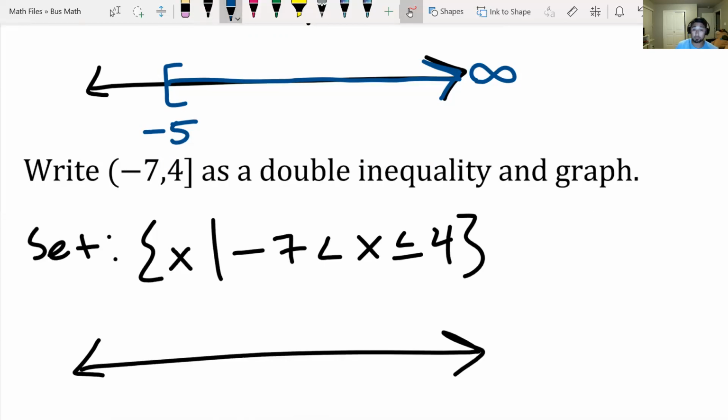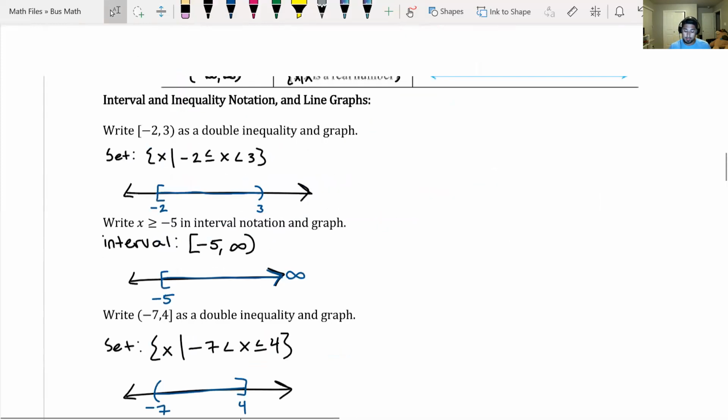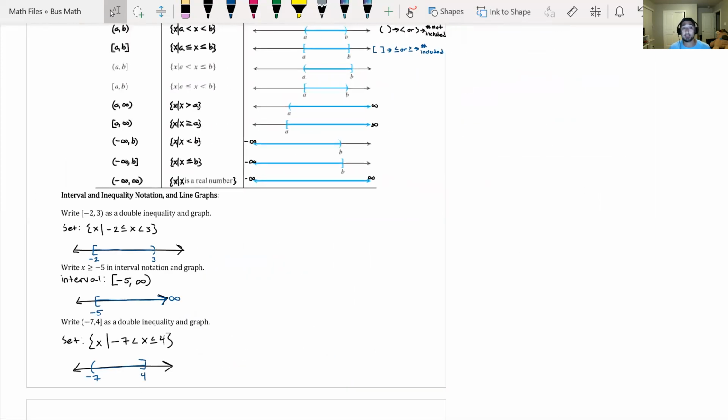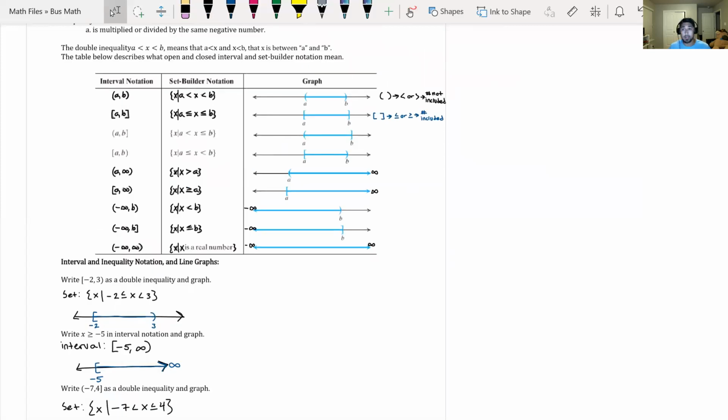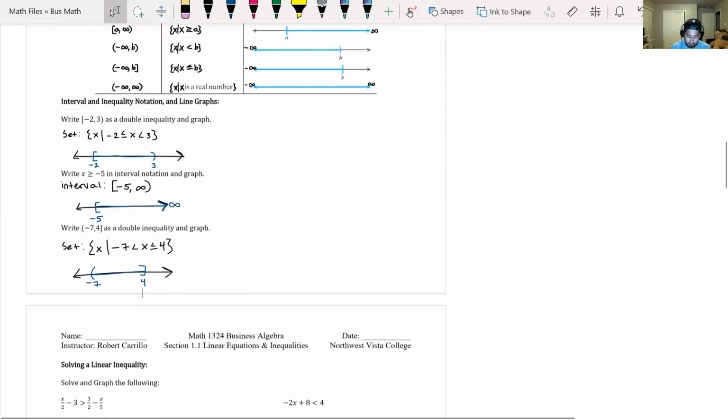Now graph it. We'll start with -7, which gets a parentheses. And we'll stop at 4, which gets a bracket. There you go. And that is interval and set notation. All right. And again, the biggest takeaway is knowing what parentheses and brackets mean.